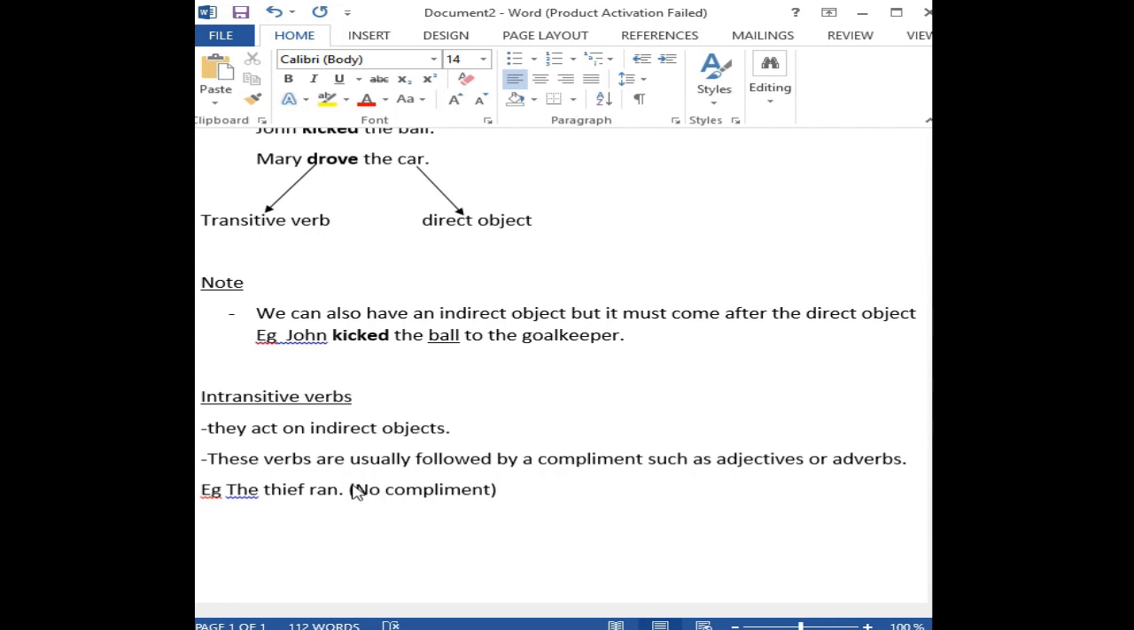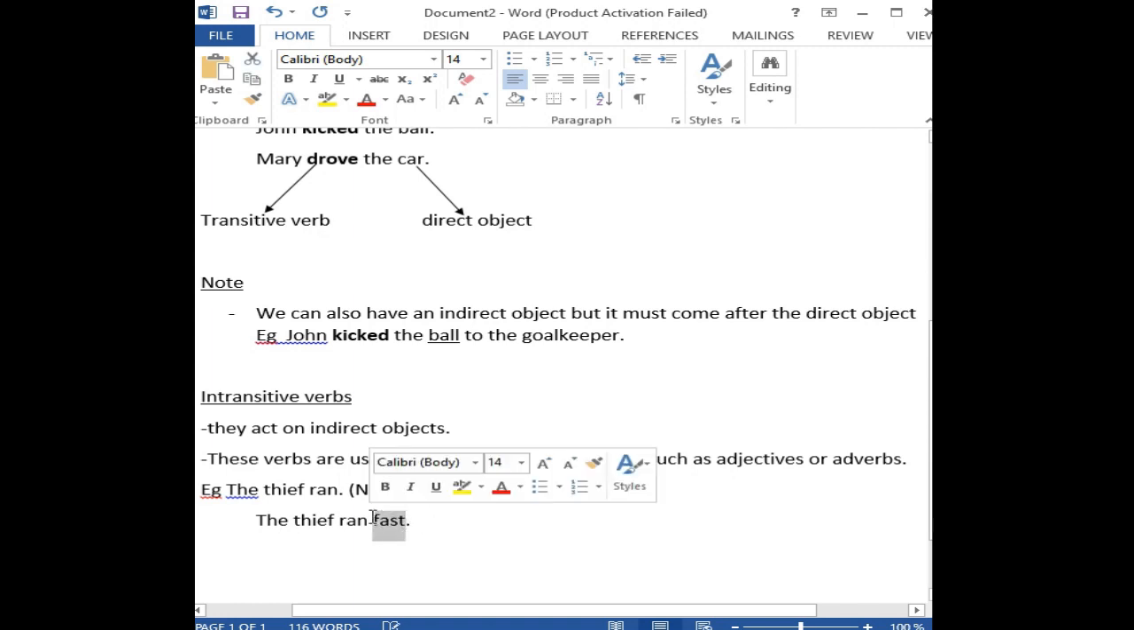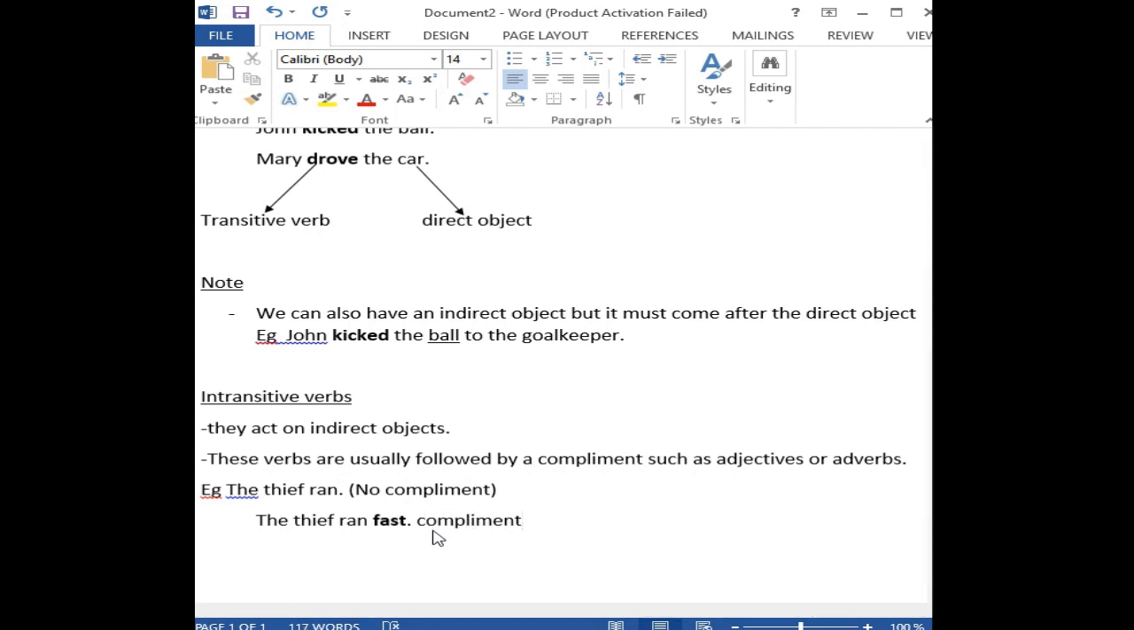But if we say the thief ran fast, now here we have a complement, and this one is our complement. And if you are keen, fast is an adverb of manner. How did he run? He ran fast. That's a complement. So here we have a complement, which is our adverb of manner to be precise.